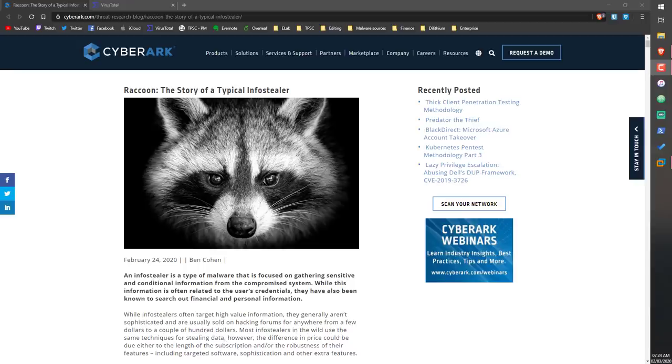Today we'll be talking about Raccoon, an Infostealer malware that's been quite active lately. Now usually it's the ransomware that gets all the attention. Part of the reason is its effects are easy to see. Everyone knows when they're infected by ransomware. There's a ransom message on the screen, there's threatening demands.